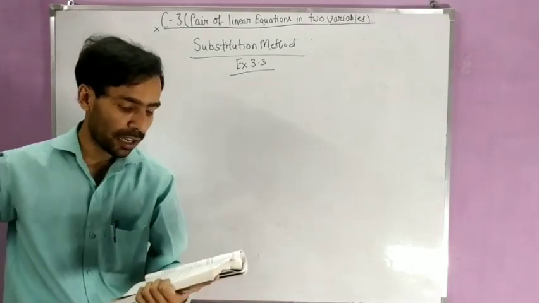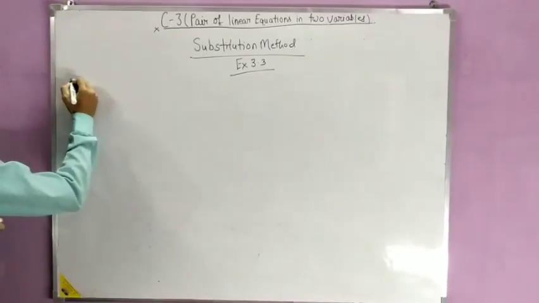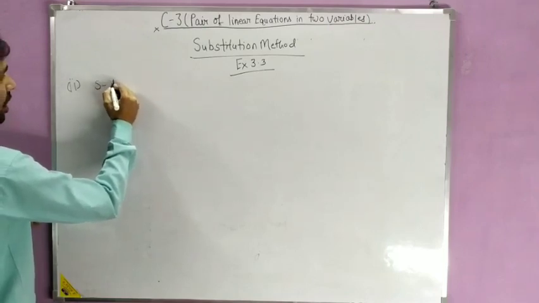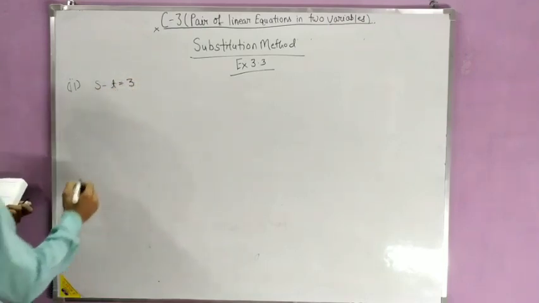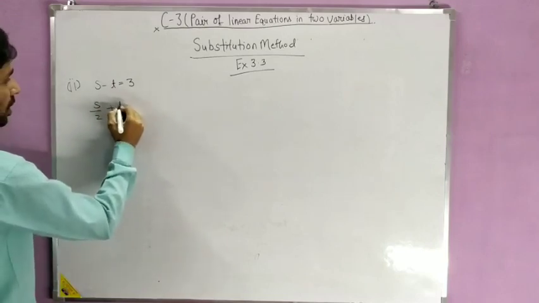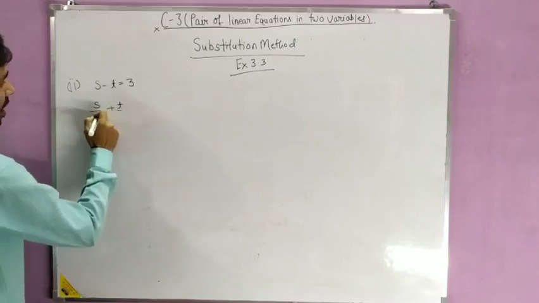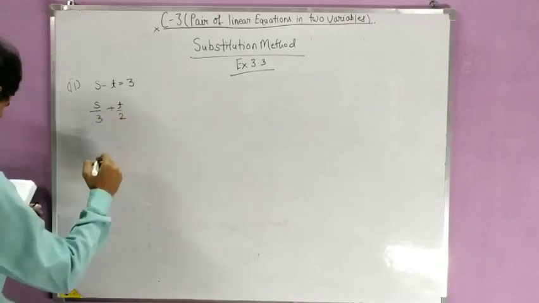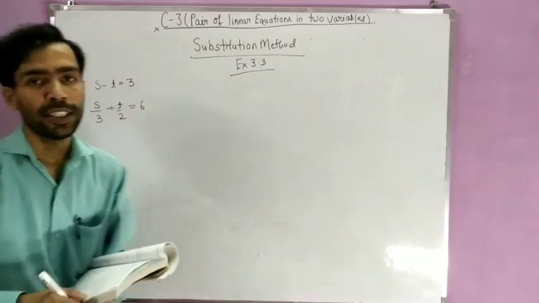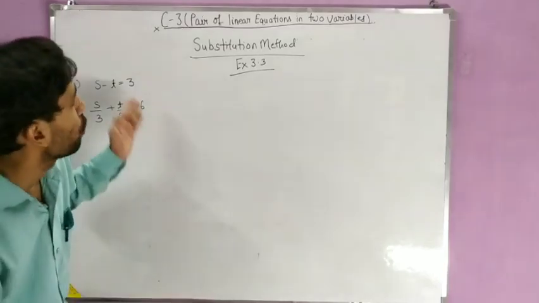The first part I have already solved, so I am going to solve the second part. What is the second part? s minus t equal to 3 and s by 3 plus t by 2 equal to 6. You have to solve this pair of linear equations. Solve means you have to calculate the value of the unknown variables.